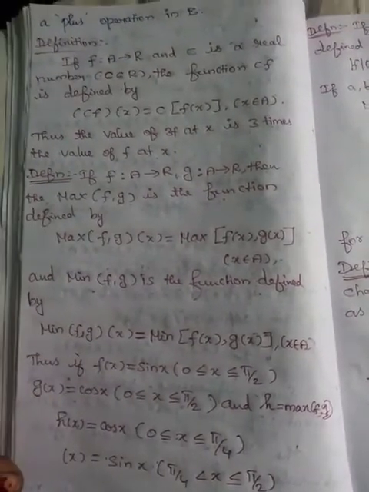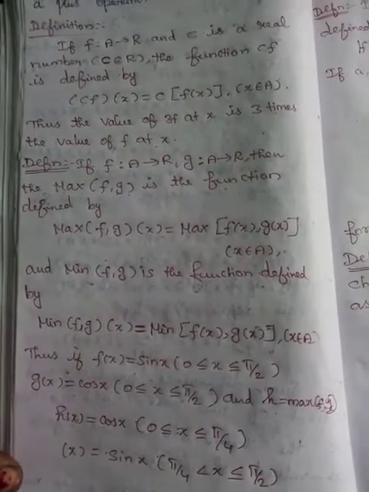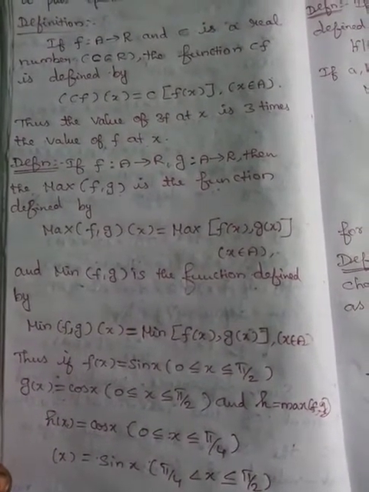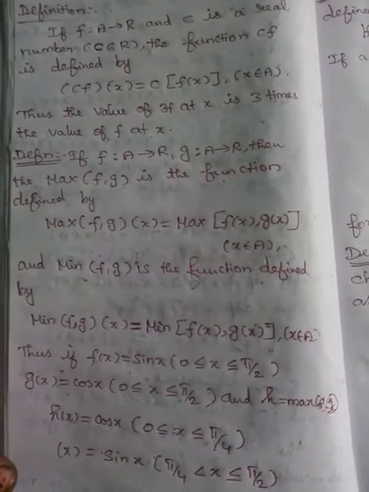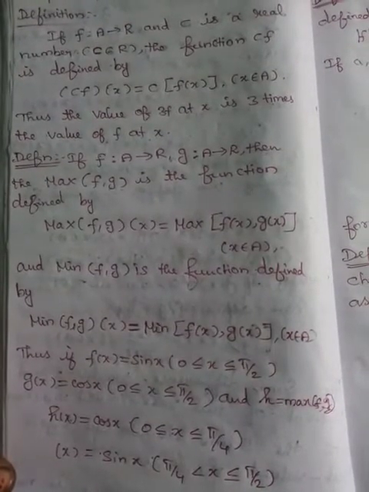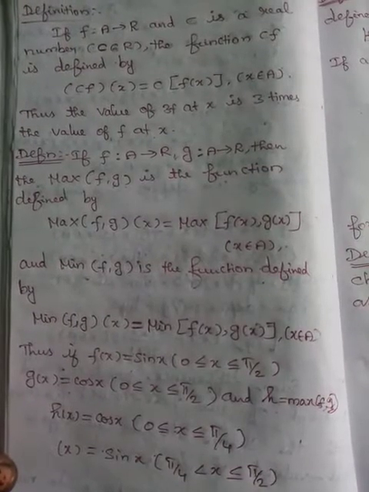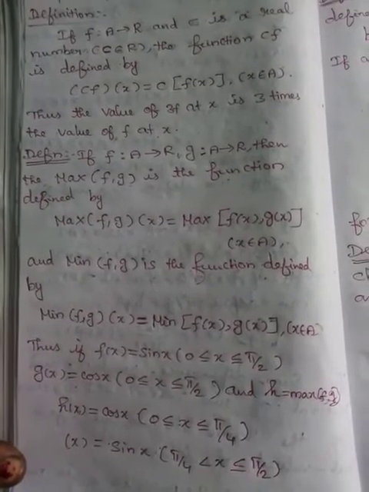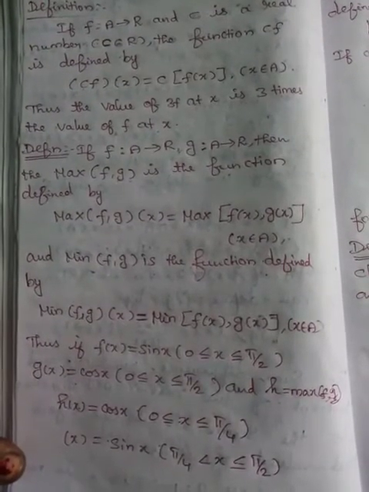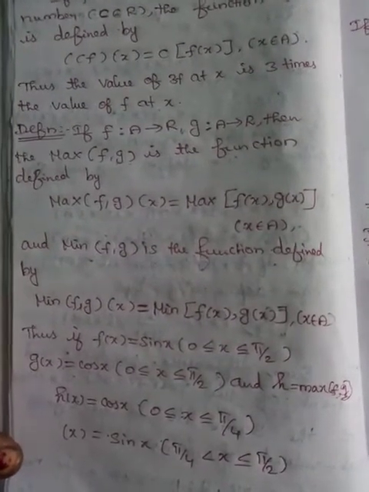Thus if f(x) = sin x, 0 ≤ x ≤ π/2, g(x) = cos x, 0 ≤ x ≤ π/2, and h = max(f, g), then h(x) = cos x for 0 ≤ x ≤ π/4, and h(x) = sin x for π/4 < x ≤ π/2.